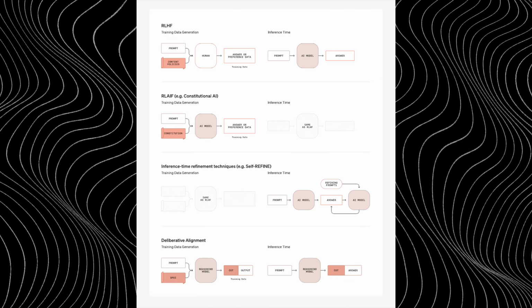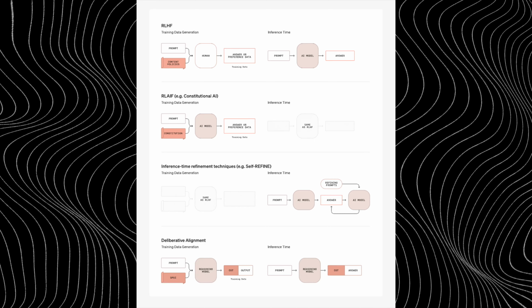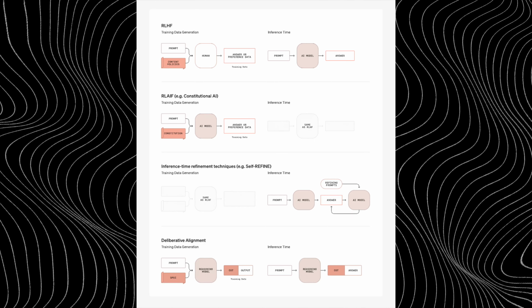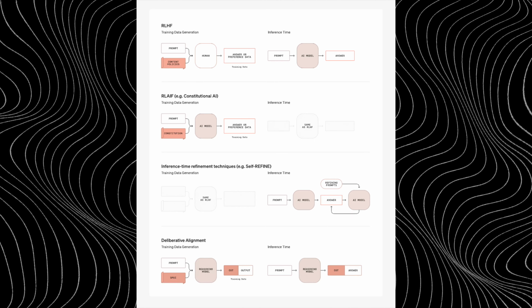Features. The model improves its responses dynamically during inference. This approach allows for real-time enhancement of quality.